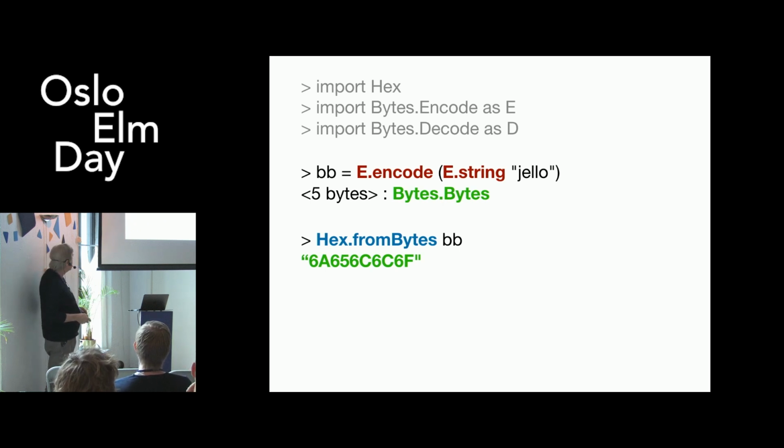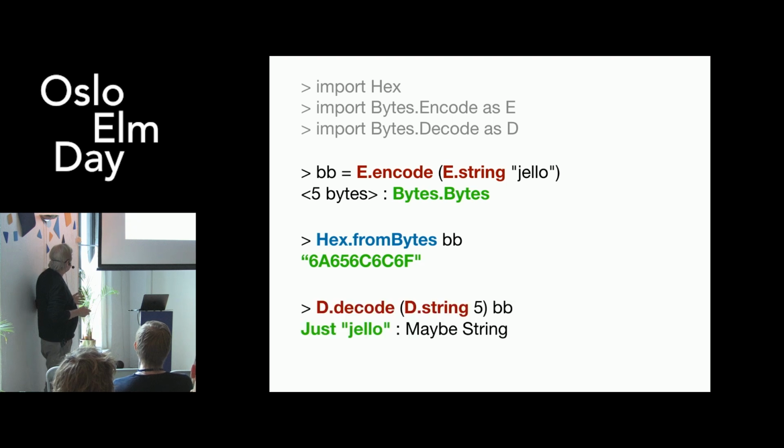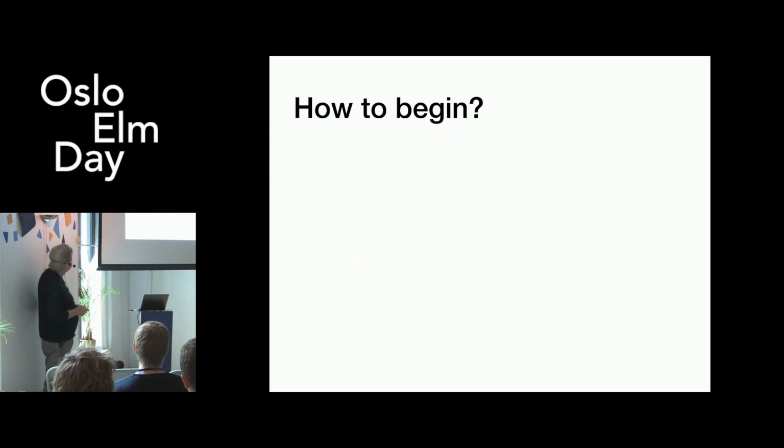So it checks out. Or, better yet, you can apply the decode function to that byte sequence using a specific decoder. If you look in the API there's bytes.decode and there's bytes.encode. And in bytes.decode, you will find various decoders. One of them is decode.string. It takes an extra argument, which is the number of bytes that you are going to try to decode. Okay, so that's a quick introduction to the Bytes API.